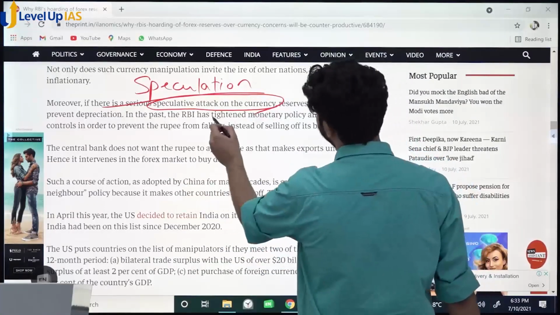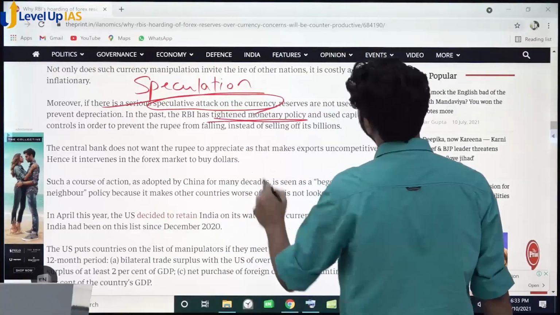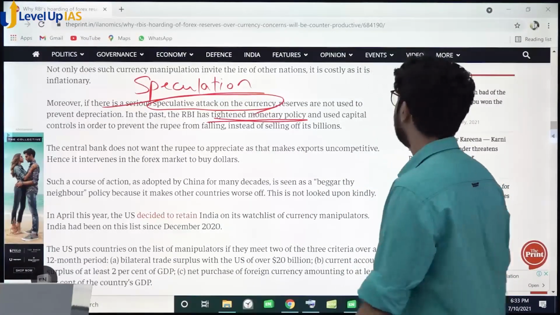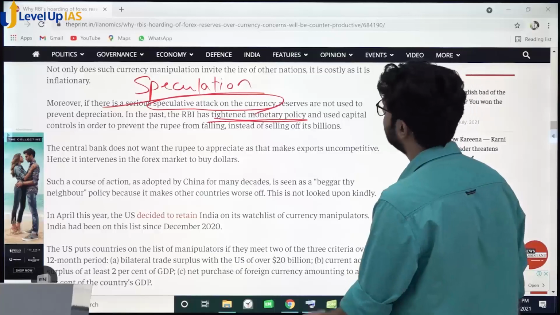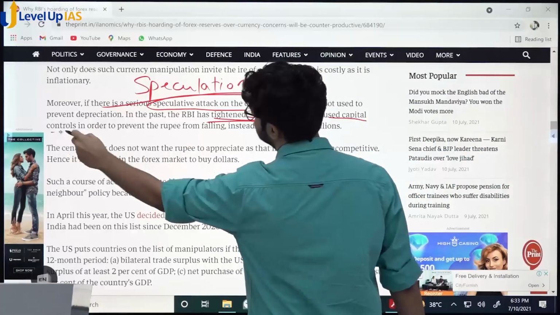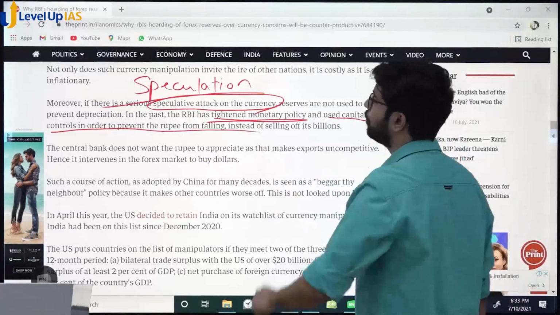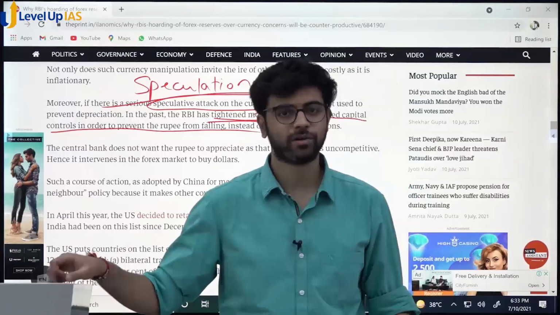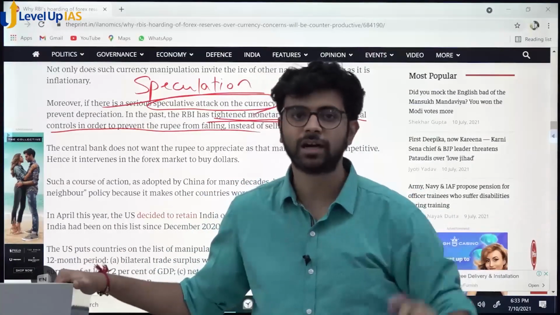In the past, RBI has tightened monetary policy. What do we mean by tightened? Tightened monetary policy means increasing the rate and using capital controls in order to prevent the rupee from falling, instead of selling off its billions. Capital controls, I hope you remember capital controls. Convertibility restrictions are capital controls because they control the capital from flowing outside the country.